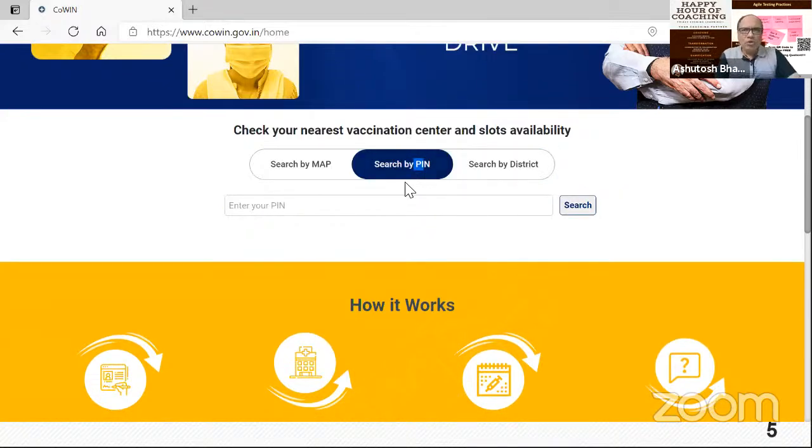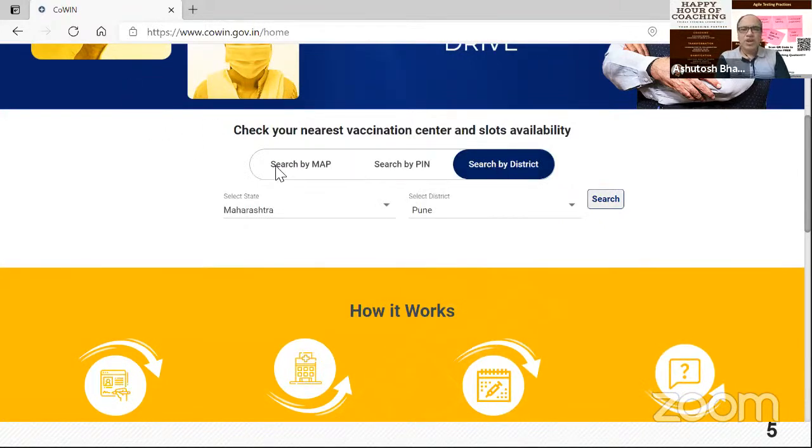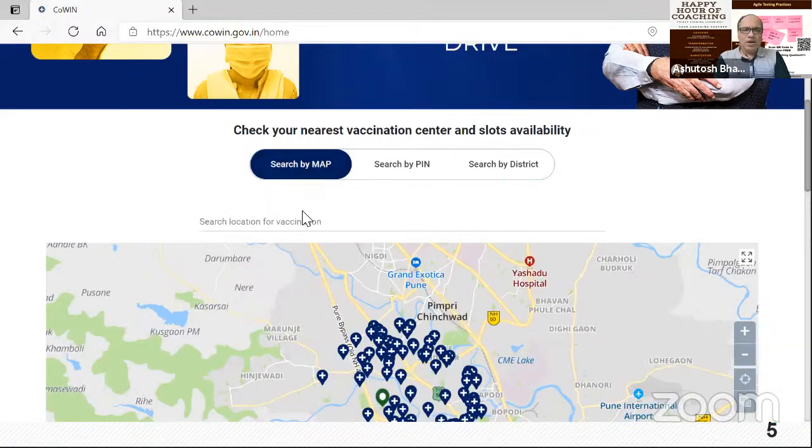So for example, if I know the PIN numbers in my area, 411045, and then the other PIN numbers around it, I will give a higher weightage for this PIN. Then the second priority will be for district, and probably the third priority will be by search for map, right?